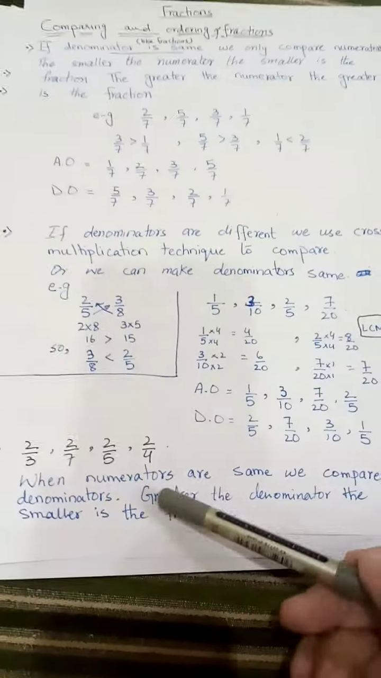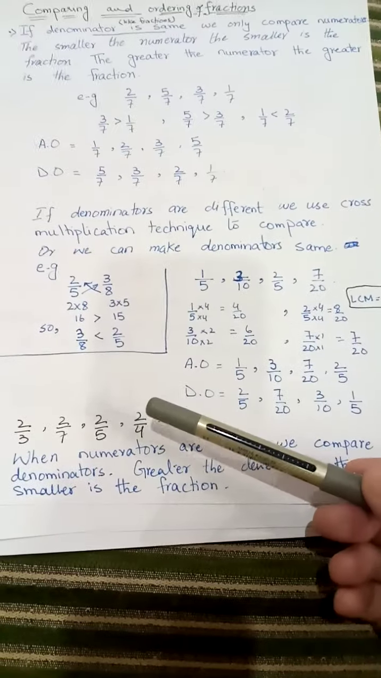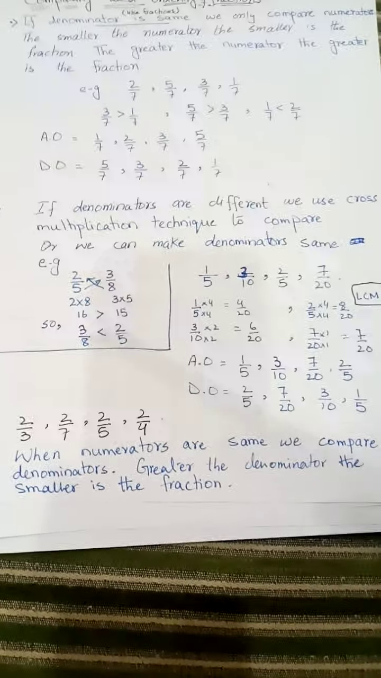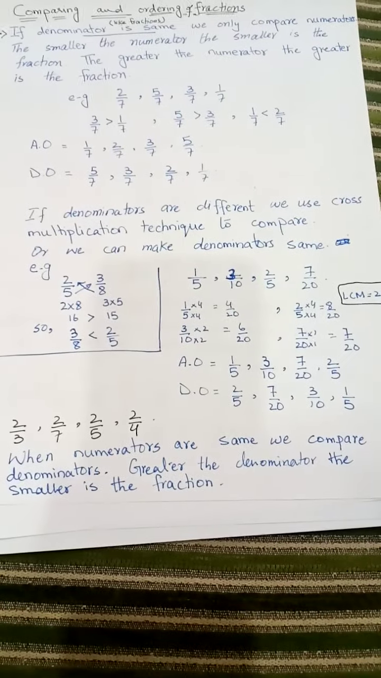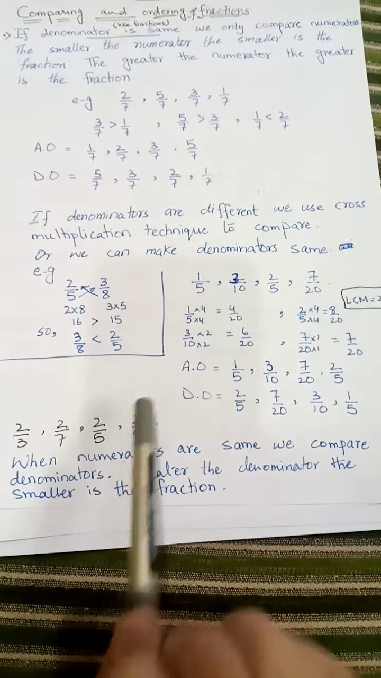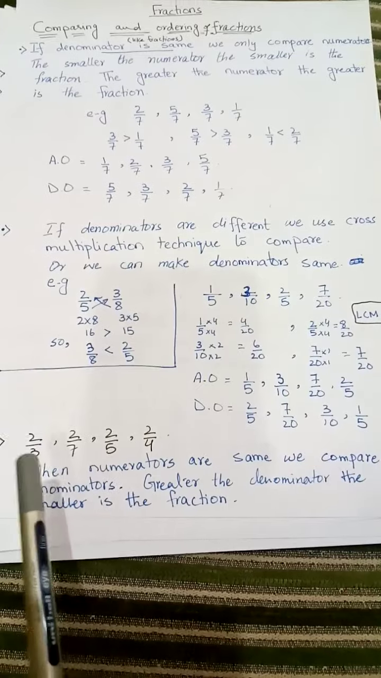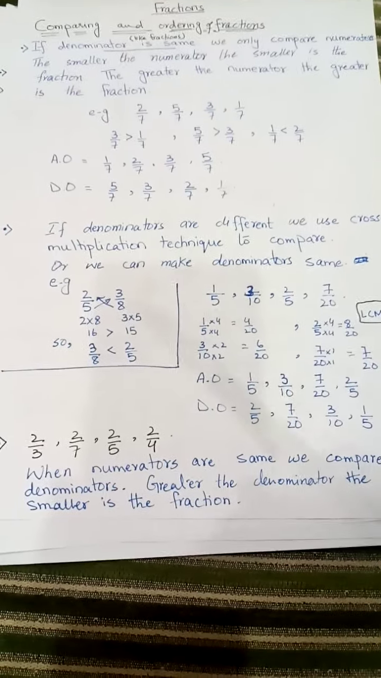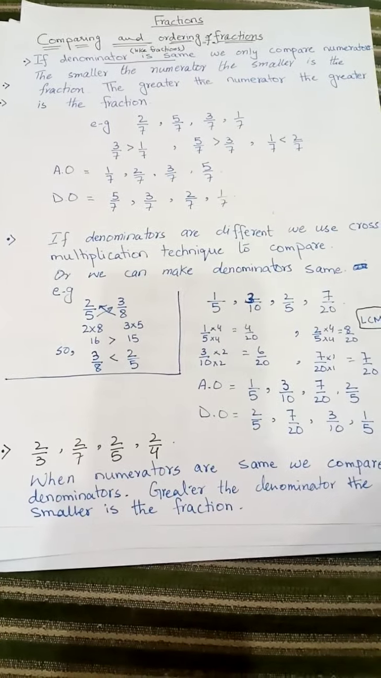The next thing I want to discuss with you is what happens when we have the same numerators and we have to compare the fractions. When numerators are the same, we compare the denominators, and greater the denominator, the smaller is going to be the fraction, in short. So hopefully this all is clear to you.